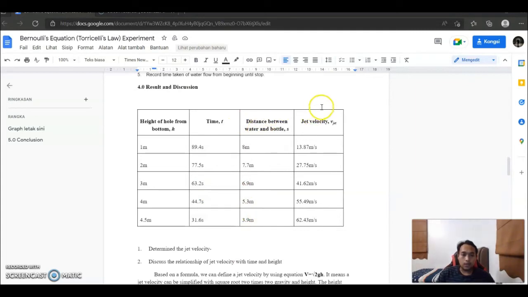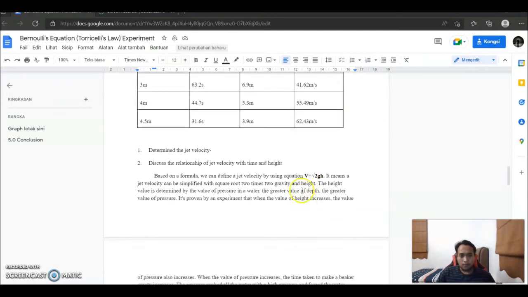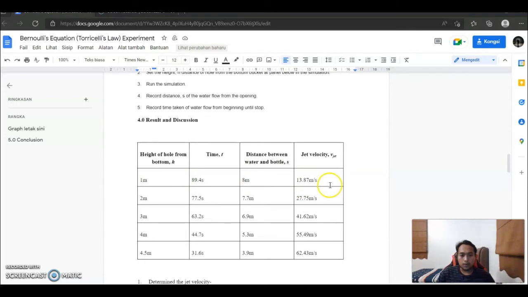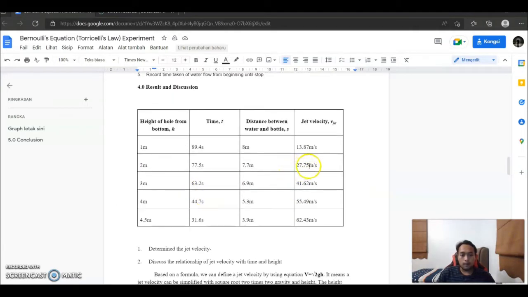Let's go to how we get the jet velocity. We use this formula: v equals square root of 2 times g times h. G is for gravity, h for the head. First, for the 1 meter, the jet velocity we get is 30.87 m/s, and for 2 meter we get 7.75, and for 3 meter we get 55.62, and the second last we get 55.49, and lastly for 4.5 we get 62.43 m/s.